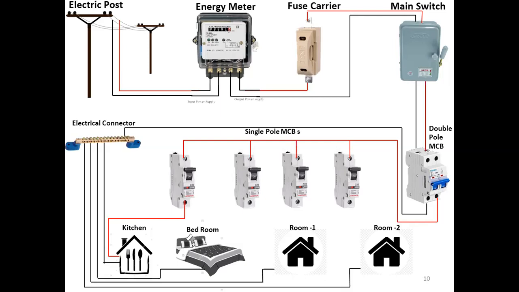Already in the previous slide we discussed how we can do the connection for a kitchen lamp, one lamp controlled by one switch connection, right? So anything can be done. Then next, the second MCB output is connected to the bedroom switchboard.